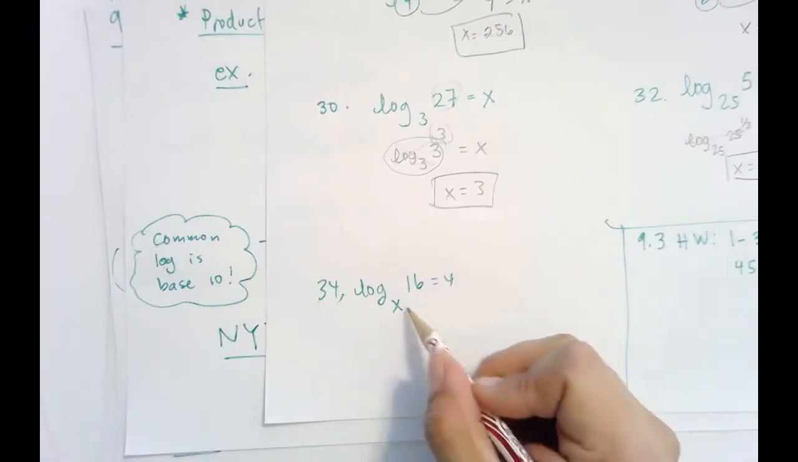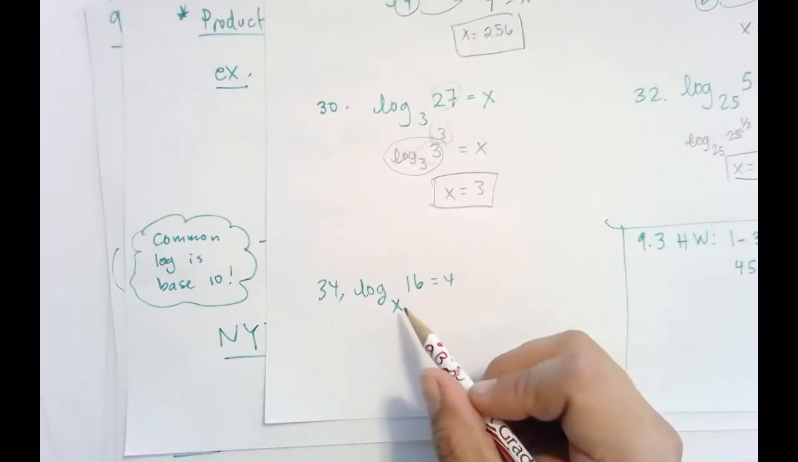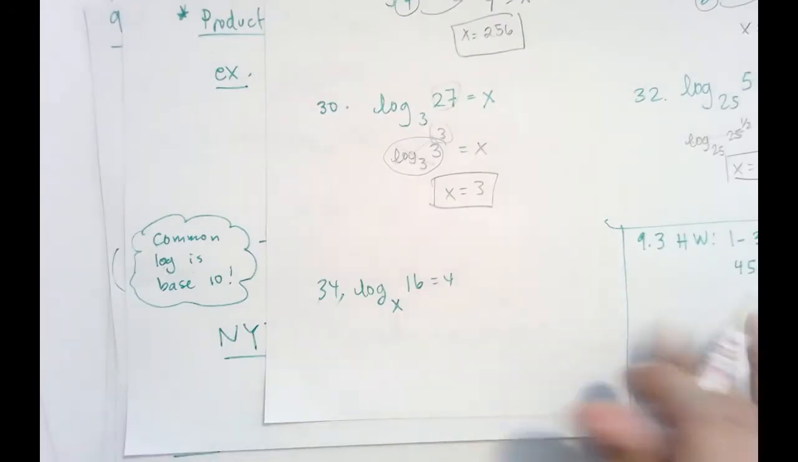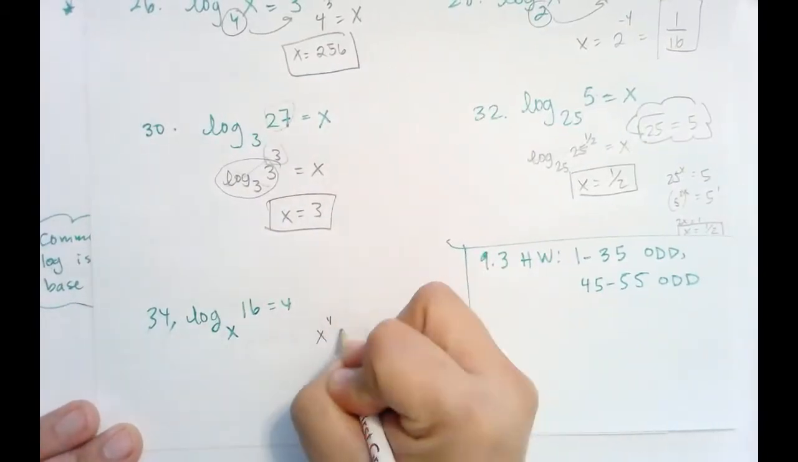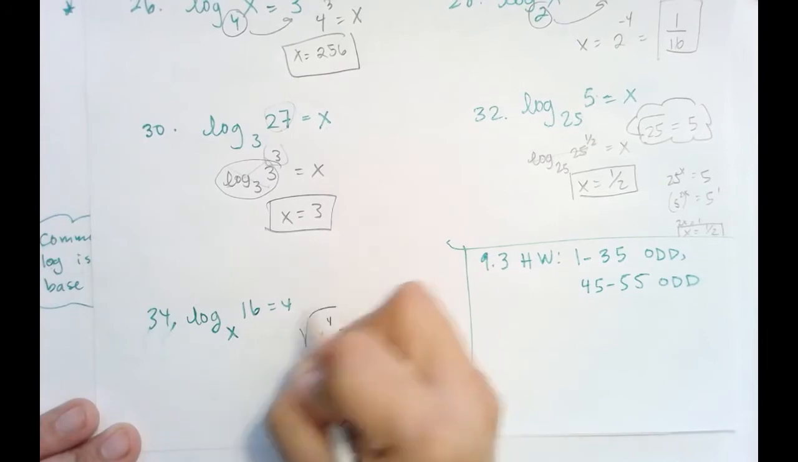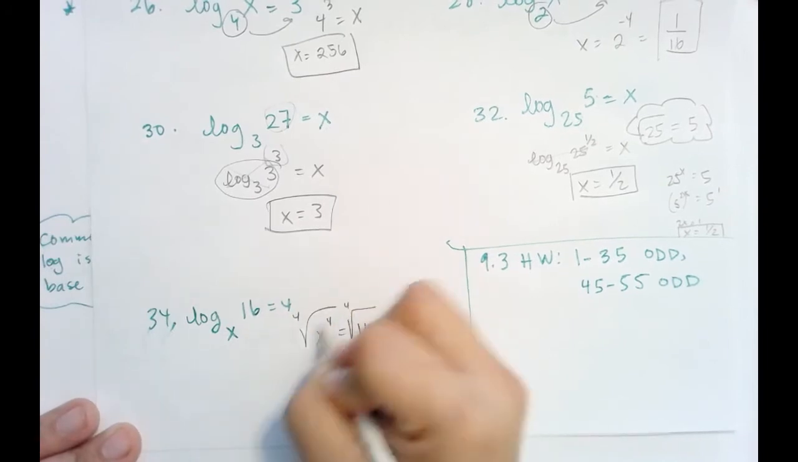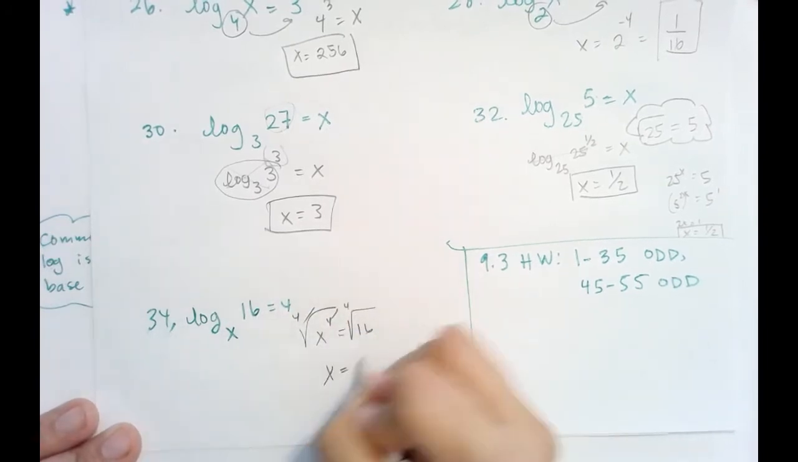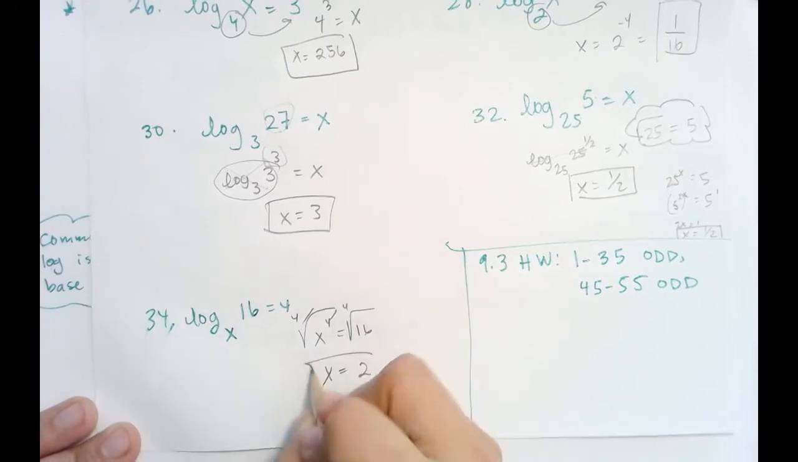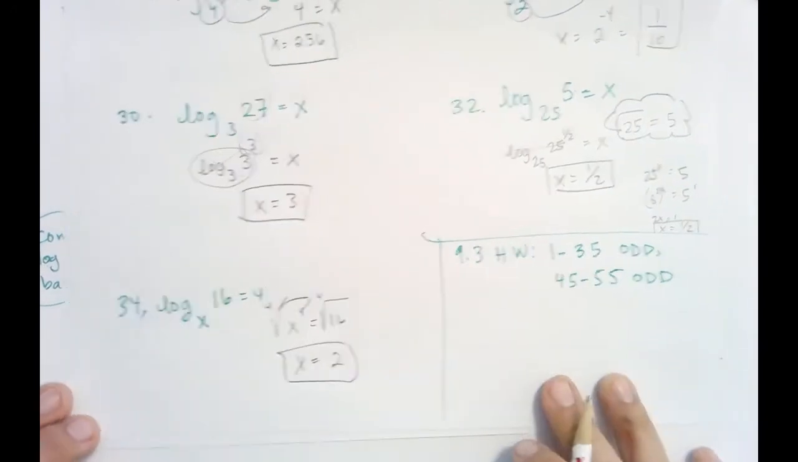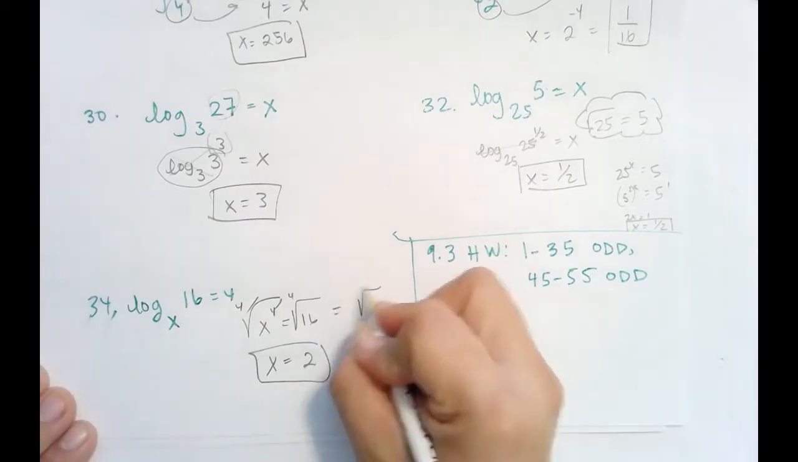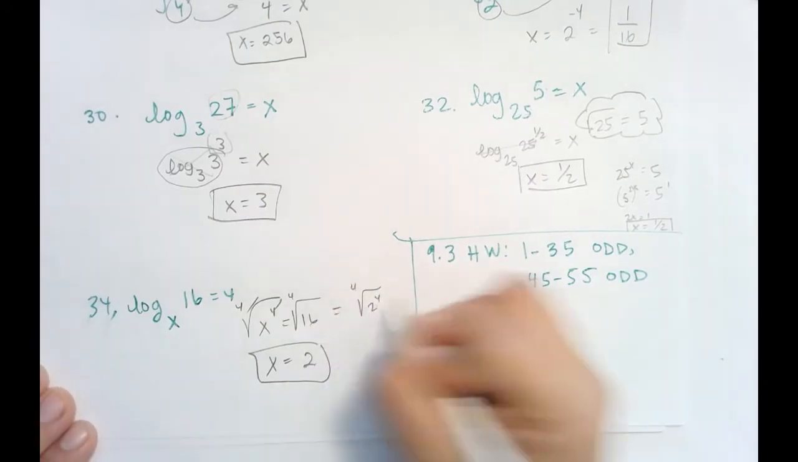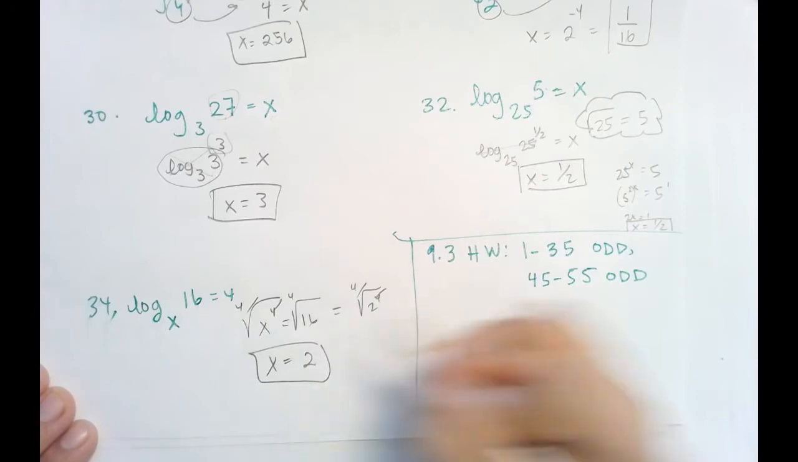All right, here we have x to the 4th power is equal to 16. You can take the 4th root of both sides, and then you get the 4th root of 16 is just 2. So x is equal to 2, right? And you can either plug this in your calculator, or you could observe that 16 is the same as 2 to the 4th power, and these cancel out, and that's how you get 2.